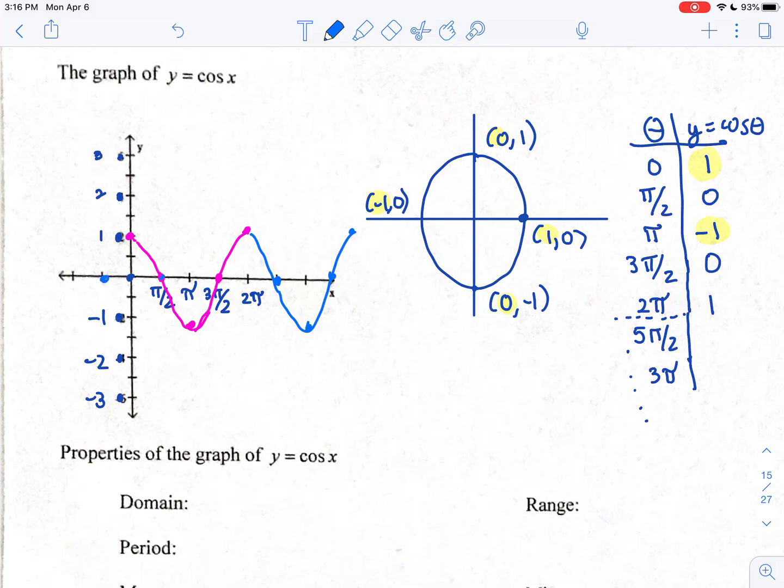And then again, same as the sine graph, we can go negative revolutions on the unit circle. So there are negative angle measures. So negative pi over 2 on this side, negative pi.